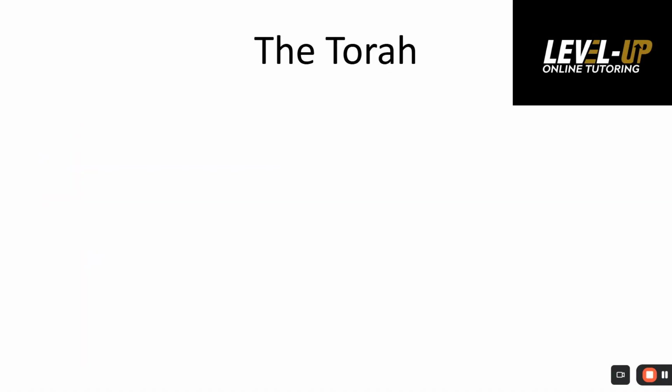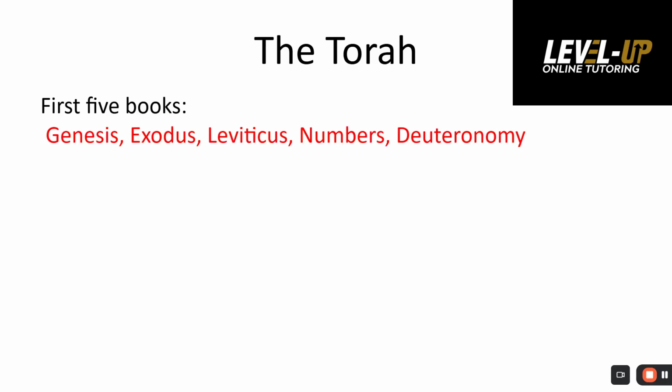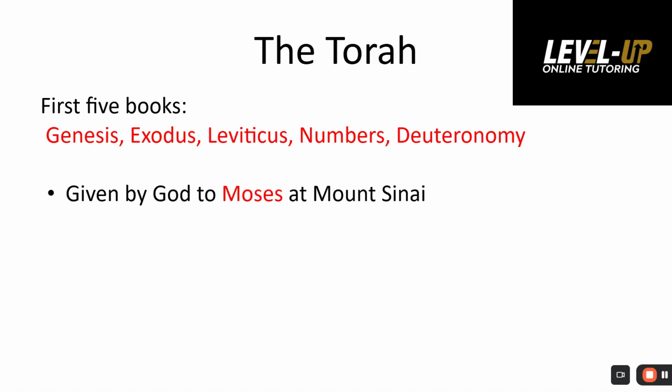When it comes to trying to understand the Torah, we need to know that it's the first 5 books, which include Genesis, Exodus, Leviticus, Numbers, and Deuteronomy. This was given by God to Moses at Mount Sinai, along with the 10 commandments and some of the key rules that Jewish people had to follow.